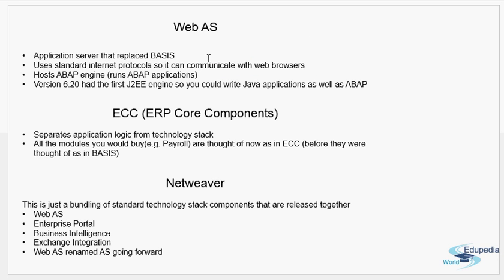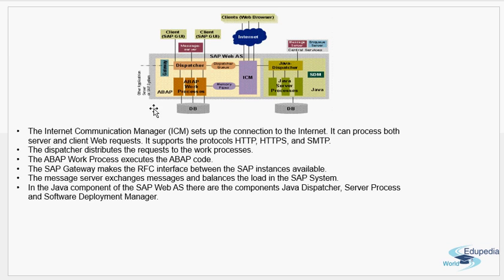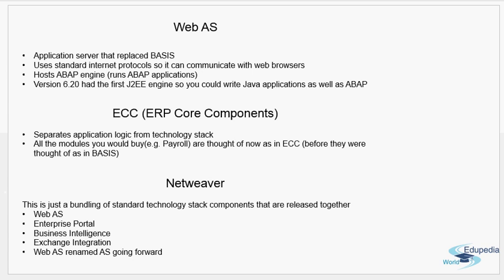So Web AS is nothing but the application server that replaced basis. It uses standard internet protocols so that it can communicate with web browsers. It hosts the ABAP engine and runs ABAP applications. Version 6.2 had the first J2EE engine so that it could run Java applications as well as ABAP. So the concept of this web application server came from SAP version 6.2, or 620.